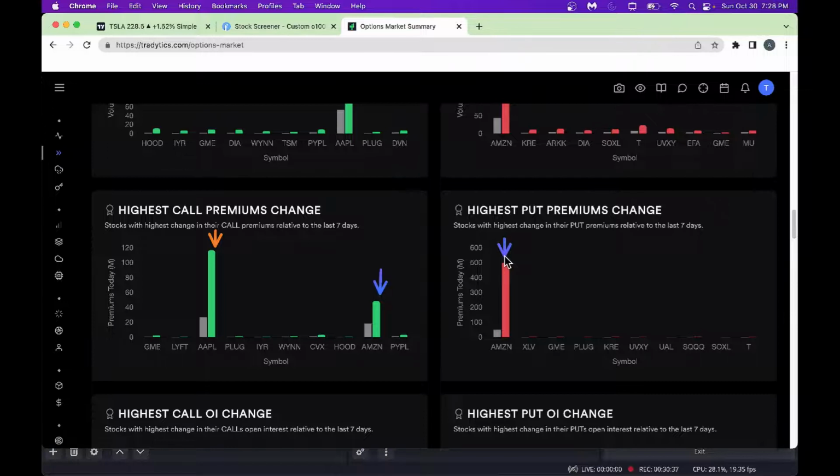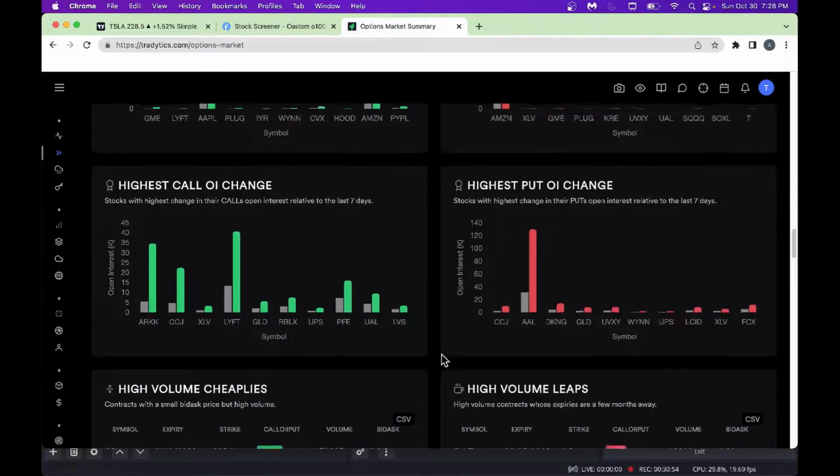You could also do the same thing here. You could buy some long-term put options and sell some put options, or actually buy some put options. And you could also buy some call options. Play both sides of the market and go from there.